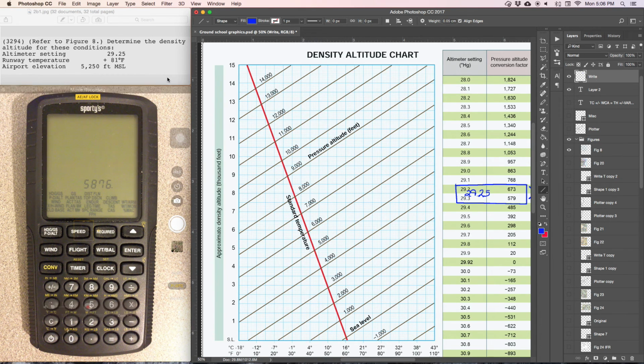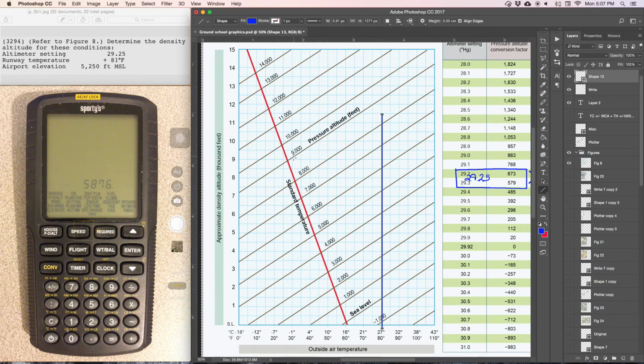All right, and we're also given a temperature, 81 degrees Fahrenheit. So we're going to come down to about 81 degrees Fahrenheit, and we're going to draw a line until we get to the pressure altitude of 5,870. So I'm just going to draw this line straight up, and for pressure altitude, we're looking for 5,000. So 5,500 is about in the middle. 5,000 is going to be about right there.